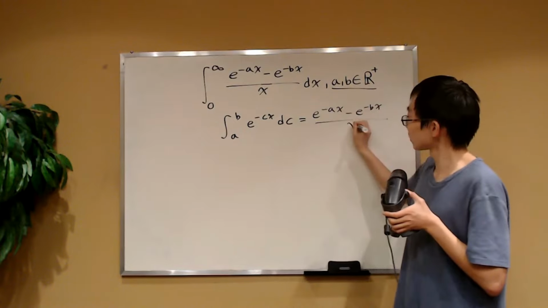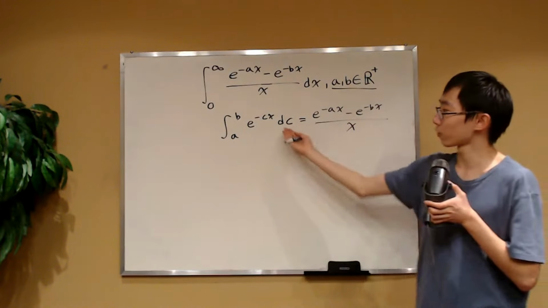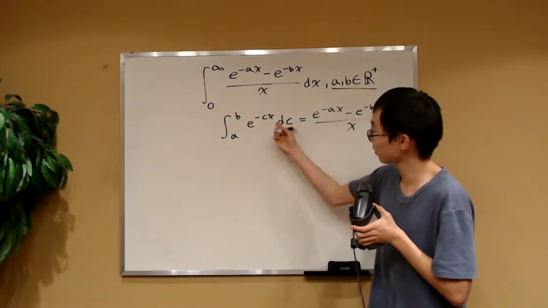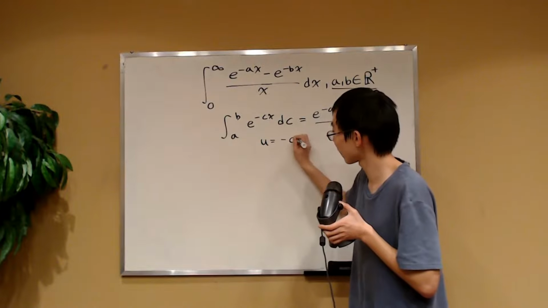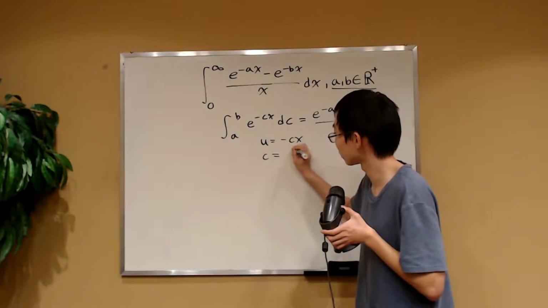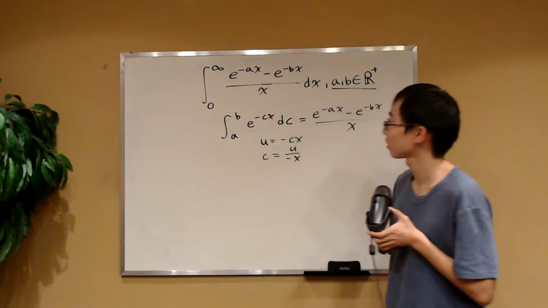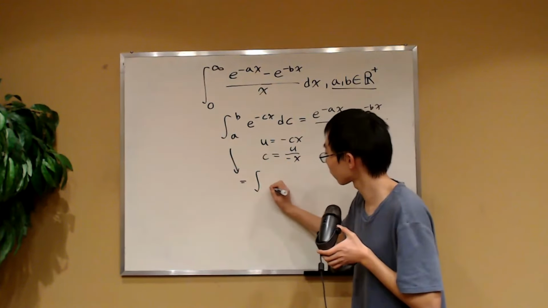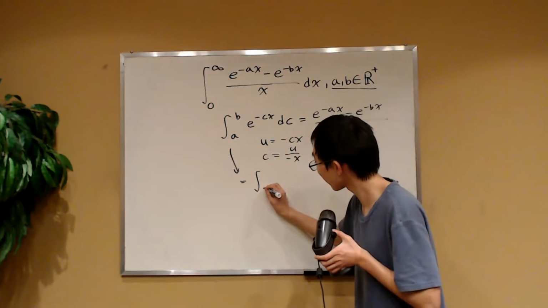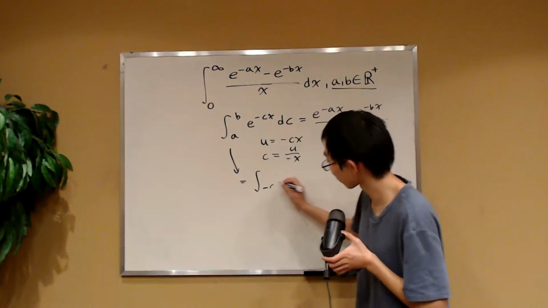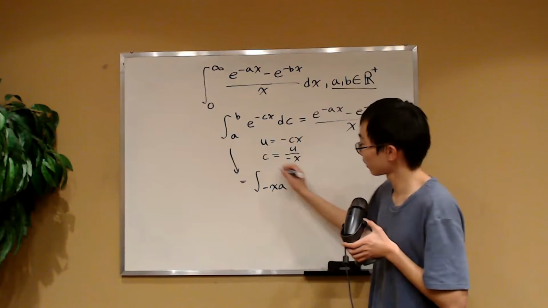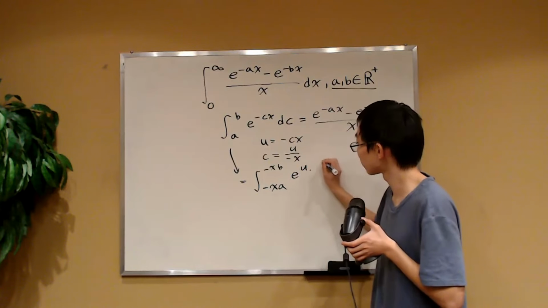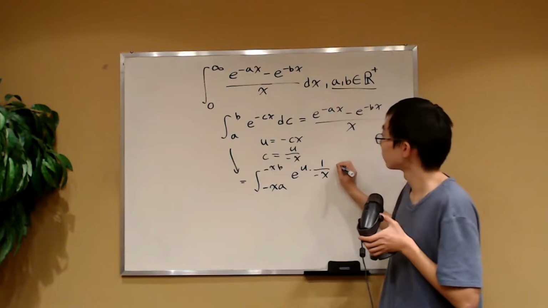Now, of course, this isn't actually very hard to verify for yourself. And I'll do a quick verification here if you want. So to compute this, you just let u equal to negative cx, and then now you have c equal to u over negative x. And then now, this integral would actually become, not negative c, but negative xa, and then up to negative xb of e to the u times 1 over negative x du.